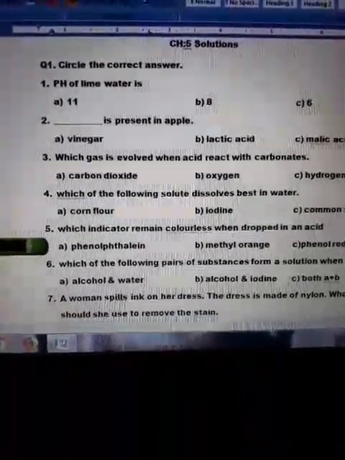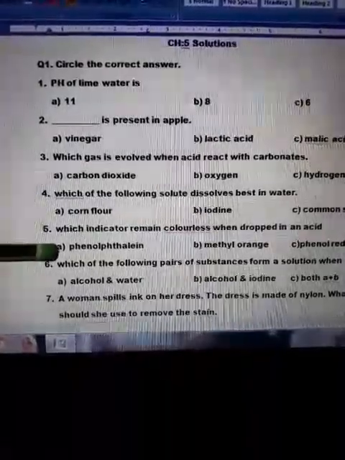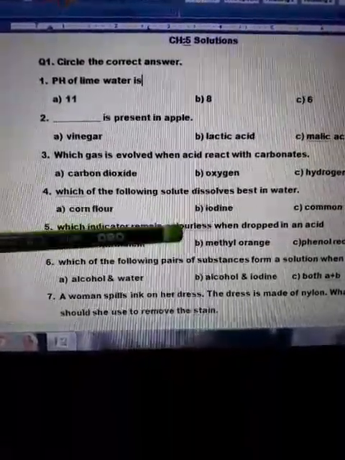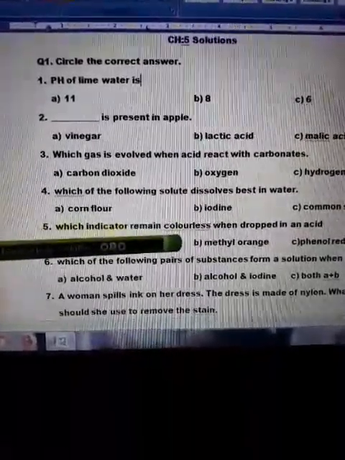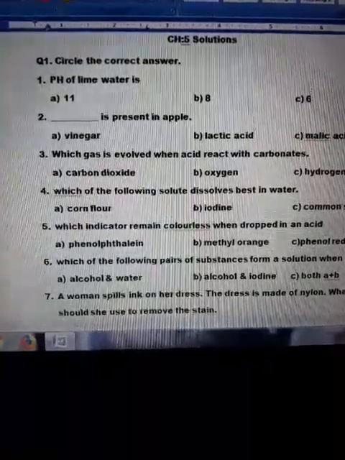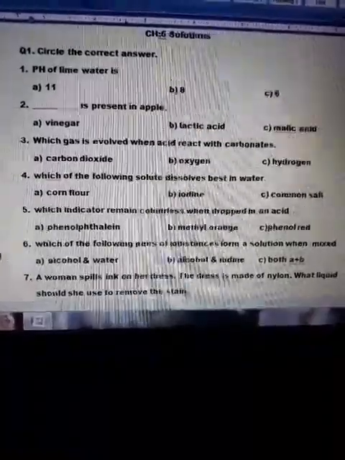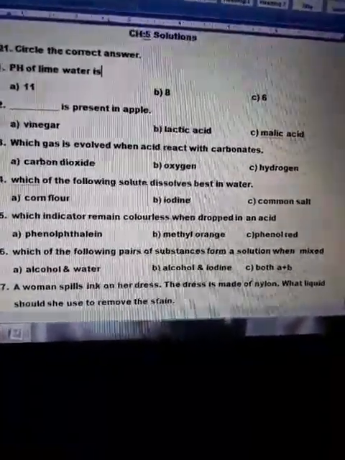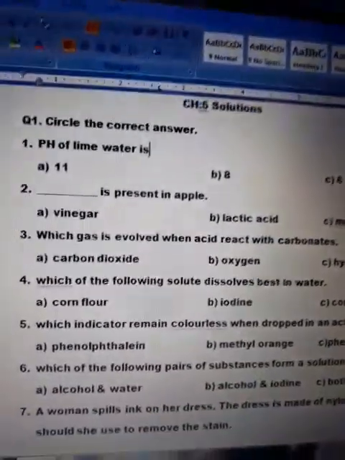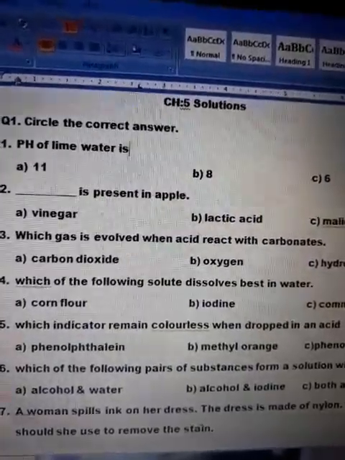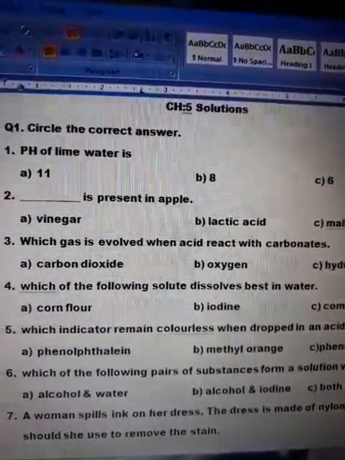Which indicator remains colorless when dropped in acid? Phenolphthalein, yes, because methyl orange becomes pink in acidic solution and phenol red becomes orange. Which of the following pairs of substances form a solution when mixed? Alcohol and water, alcohol and iodine, yes, they both form solution.